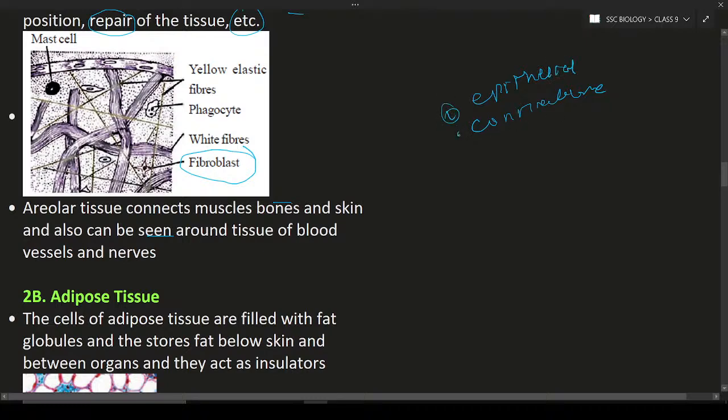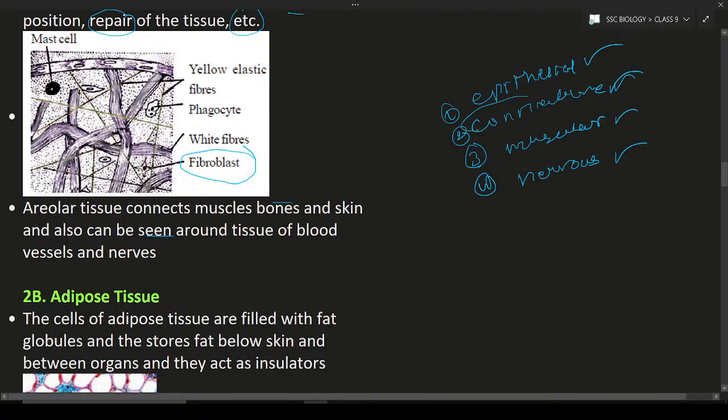Second one is connective tissue, and the third one is muscular tissue, so muscles are made of this. The fourth one is nervous tissue. So till now, how many have we completed? We have completed epithelial tissue. Now we are discussing the connective tissue, which is in progress. After the completion of the connective tissue, we will go to the muscular tissue, and after that we will go to the nervous tissue.